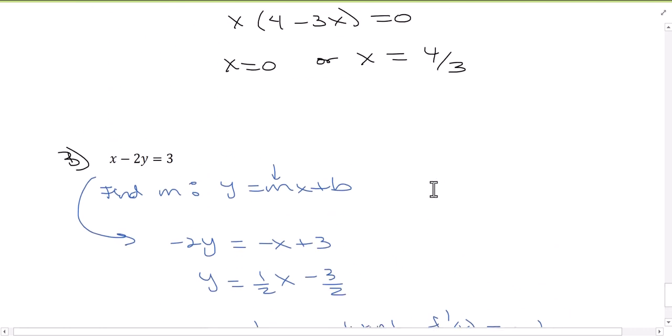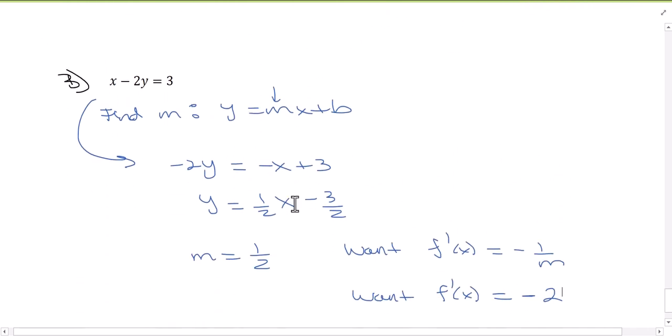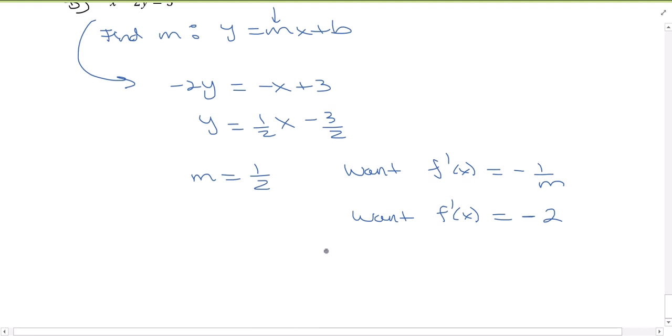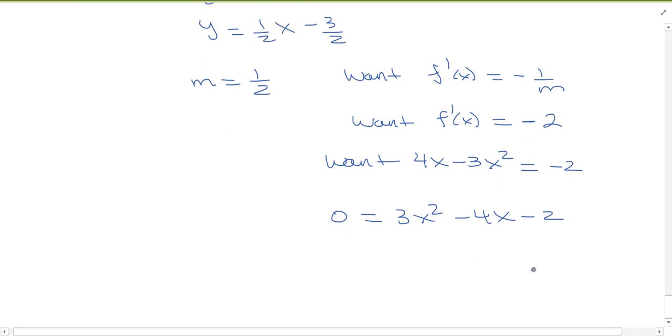So let's go back. What was f prime? Our derivative was 4x minus 3x squared. So that means we want 4x minus 3x squared to equal -2. And then set this equal to 0 and solve. So I want 0 to equal 3x squared minus 4x minus 2.